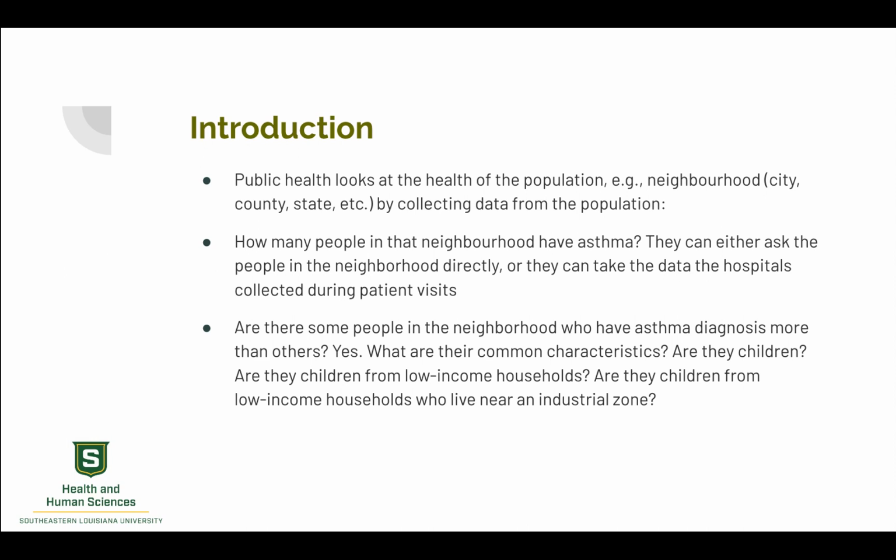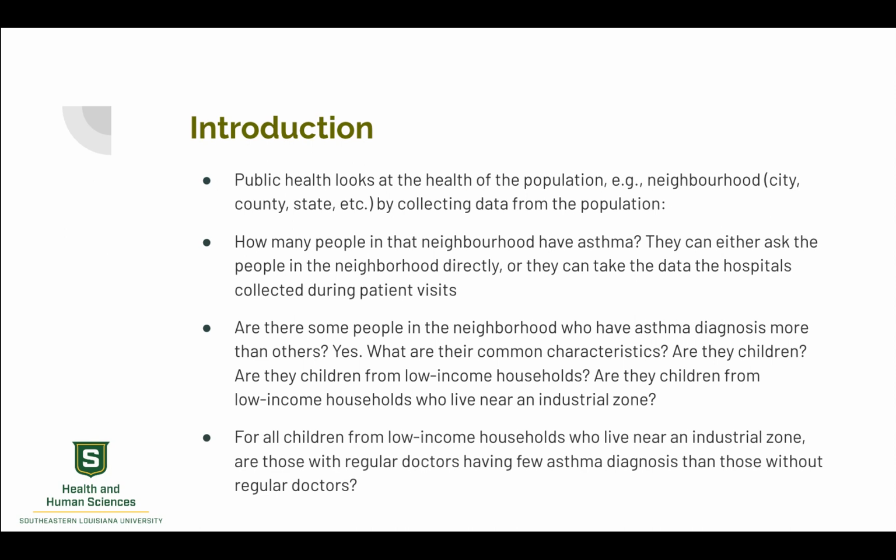So now let's say that they do find that more of the asthma diagnosis is happening with children who are low income and live near an industrial area. They could drill down even further to look at it in terms of, okay, is this happening for children who have regular doctors versus children who don't have regular doctors? So these are some of the questions that public health data does ask, that makes it go beyond what clinical data collects, and the kind of question that it is able to ask from there.